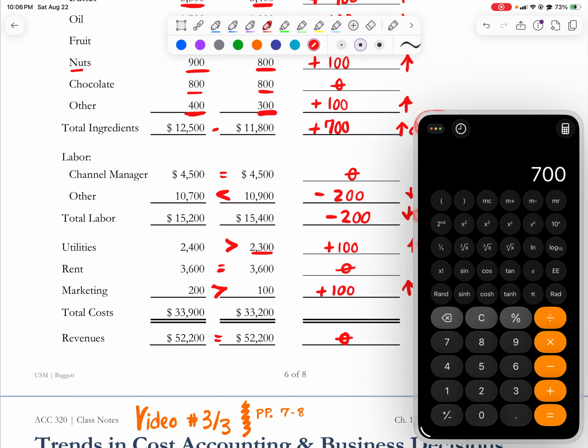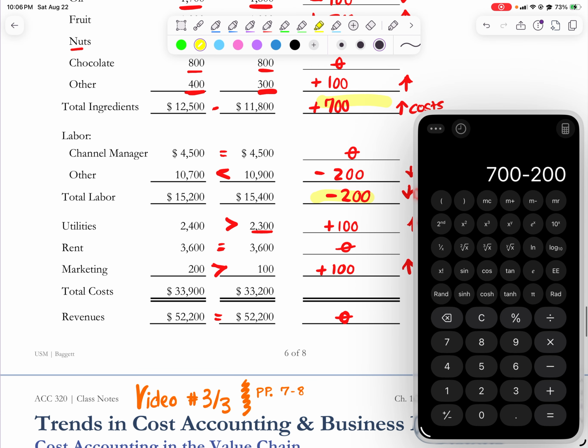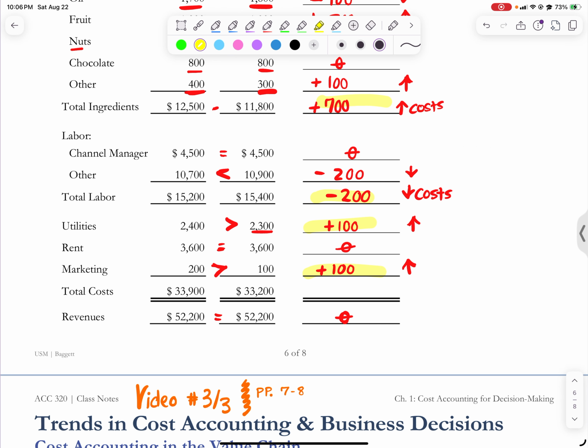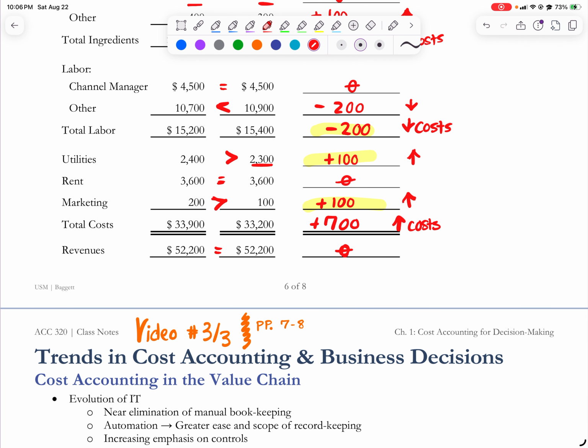So 700 minus the 200, so that and that, plus 100 plus 100 should be the complete total. So $700 in higher cost. My revenues did not change, so my cost went up by $700. The $0 change minus the $700 increase in cost. I guess I should have kept it the way I had it before.